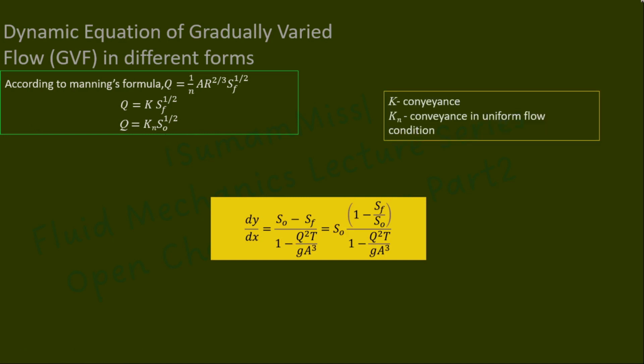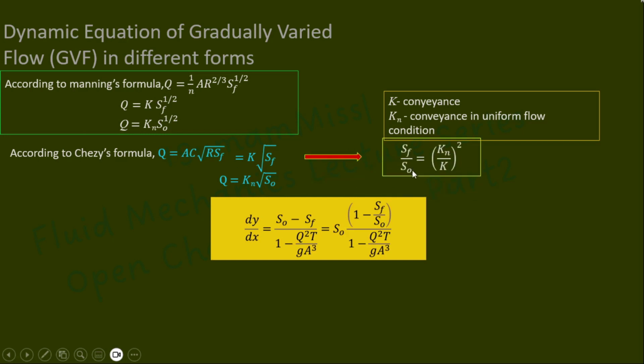If we follow Chezy's formula, then Q = AC √(R SF). Here conveyance equals A C √R, so the equation can be written as Q = K √SF. The same expression in uniform flow condition is Q = Kn √S0, because in uniform flow condition SF = S0. So if we divide SF by S0 and express it in terms of conveyance, then SF/S0 = (Kn/K)².